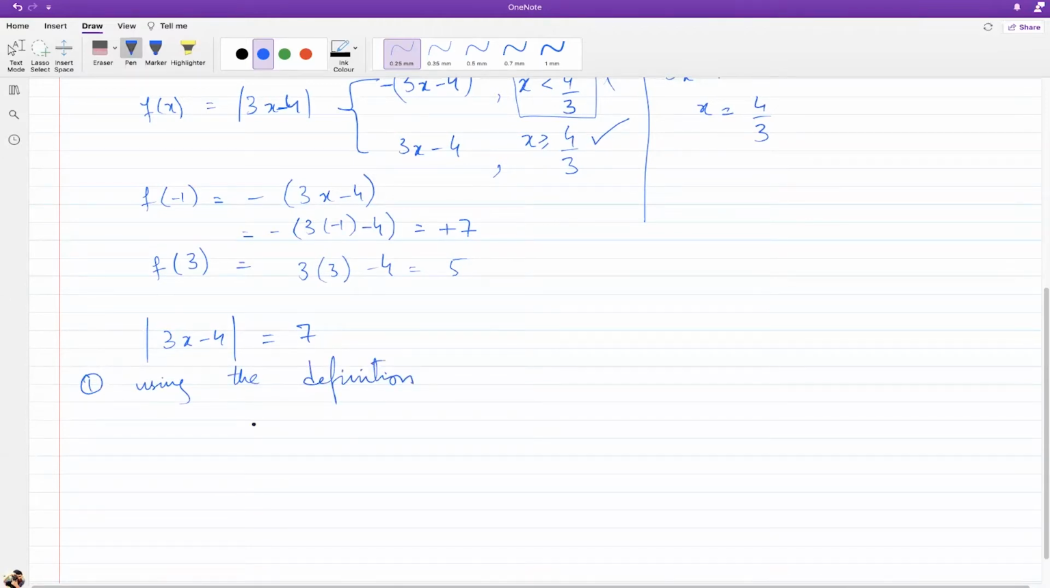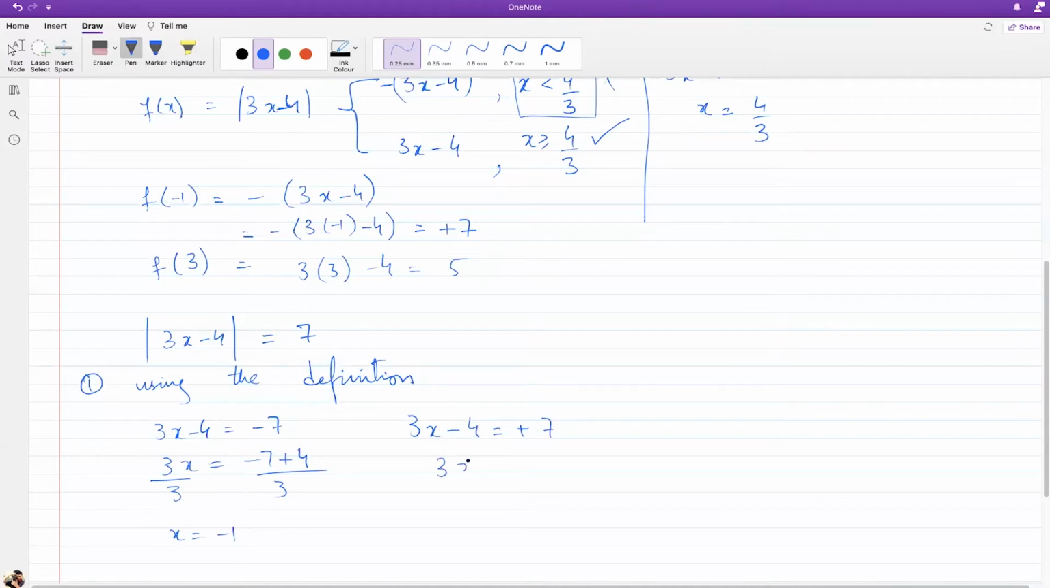If you use the definition of modulus, then you can say that 3x minus 4 equals minus 7 and 3x minus 4 equals plus 7, because you know that this is minus and positive depending on what the value is. So 3x minus 4 becomes minus 7 plus 4, divided by 3. You'll get x equal to minus 1.